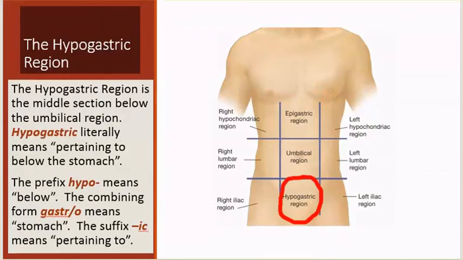The hypogastric region is the middle section below the umbilical region. Hypogastric literally means pertaining to below the stomach. The prefix hypo means below. The combining form gastro means stomach. The suffix ic means pertaining to.